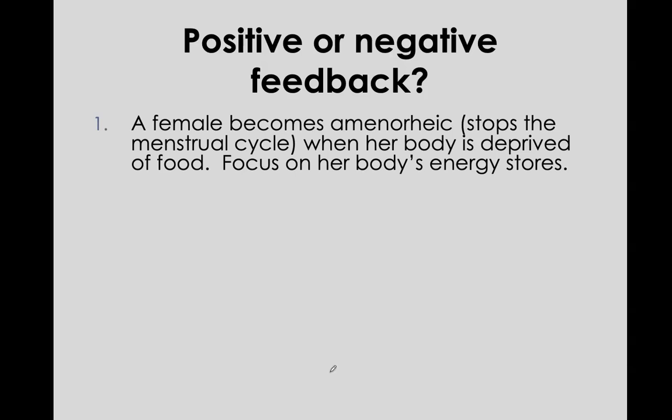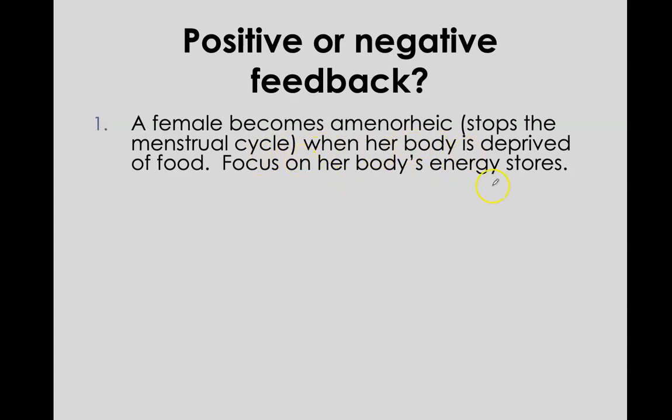So a female becomes amenorrheic. That means she stops her menstrual cycle when her body is deprived of food. So this can happen in women if for some reason they are going through a starvation period, or if they're intentionally doing this to themselves. But if for some reason you didn't have food available, maybe like you were in a situation like in Ukraine and you just couldn't get food, if something like that occurred, then when your body stores get low, in females, their menstrual cycle will stop.